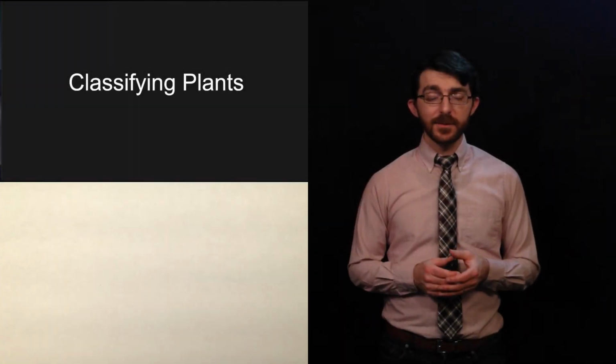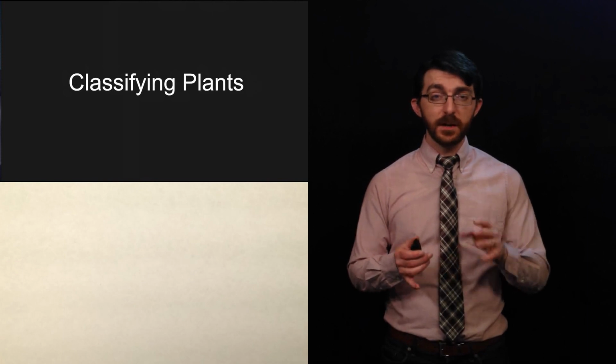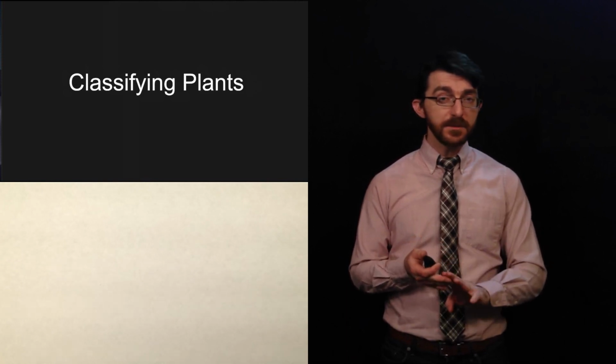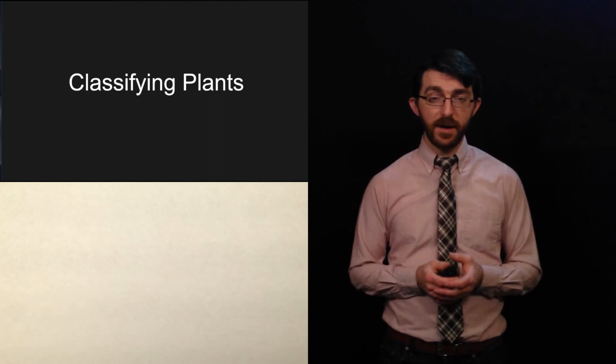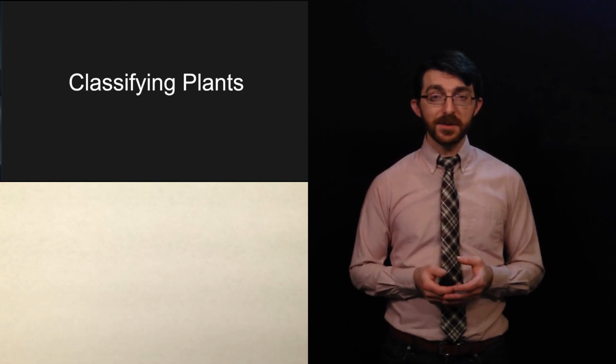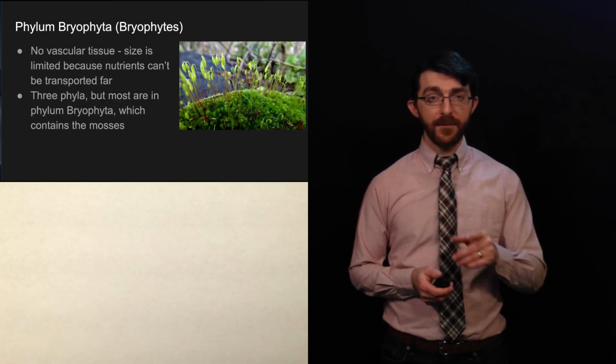Hey, Life Science. We've talked about the basic anatomy of plants. We've discussed leaves, roots, and stems. Now it's time for us to talk about various ways of classifying plants according to some defining characteristics. First up, we've got the bryophytes.